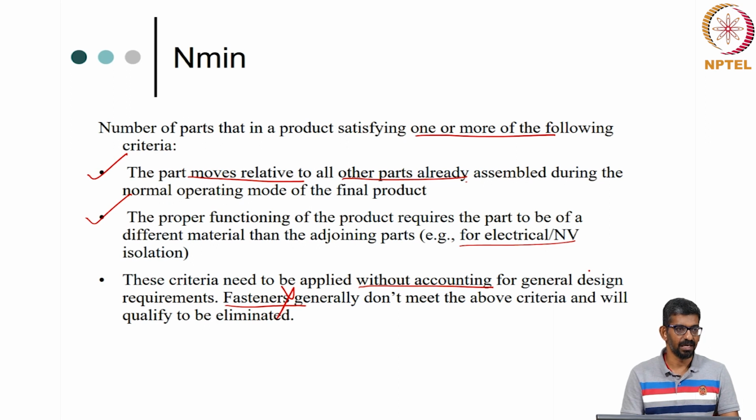You can apply these criteria and find out how many different parts are a must, you add them up, and that will be your theoretical minimum number of parts.